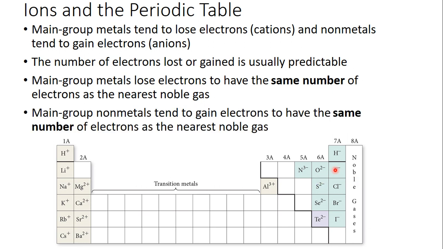While nonmetals gain electrons to have the same number of electrons as the nearest noble gas. So fluorine gains 1 to become a noble gas. Oxygen gains 2. So that's something to keep in mind. If an element loses electrons, think of it going to the left on the periodic table. If it gains electrons, think of it going to the right. And the goal of these main group elements, when they are ions, is to look like noble gases.